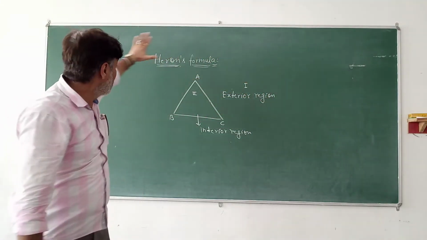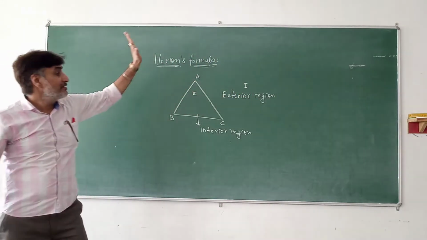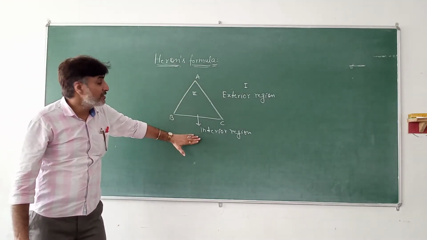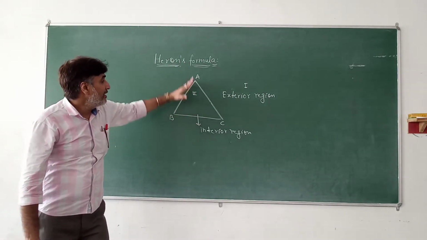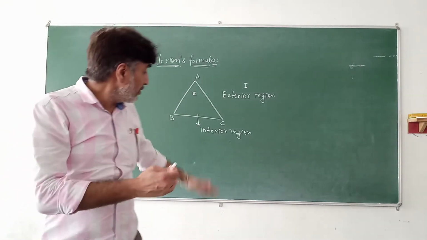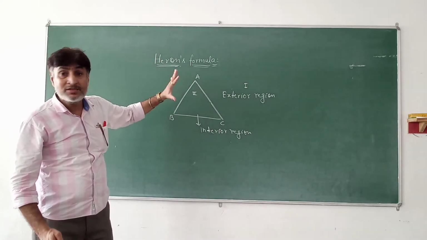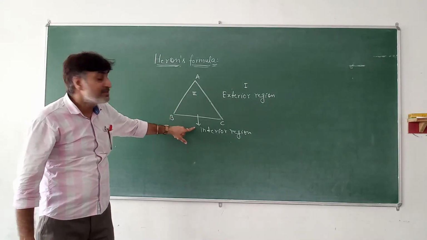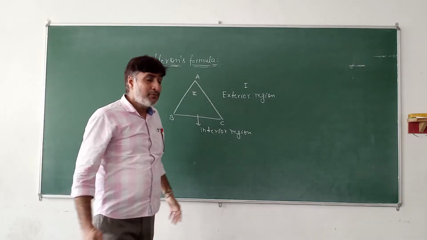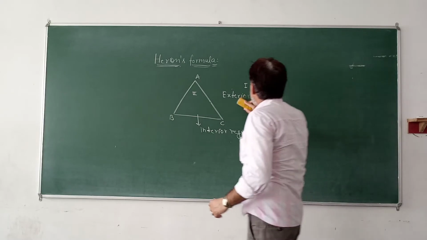It means this whole space is divided into three parts: the exterior region, which is outside this triangle; the interior region, which is inside this triangle; and this triangle itself. When we find the area of this triangle, the area means the space occupied by this interior region and this triangle itself. For finding the area of this triangle, we have a basic formula.